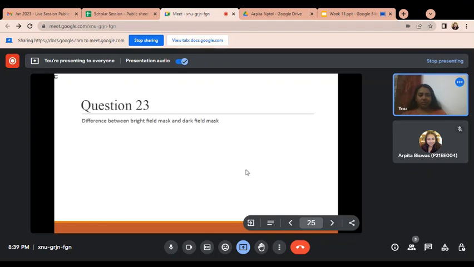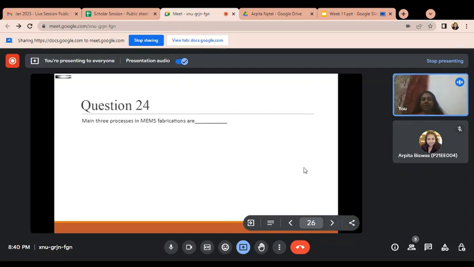And the dark field mask is the opposite type of mask. Only the pattern we need is transparent, but the outermost portion is in dark mode, or chromium is present in that case. So it is called the dark field mask.